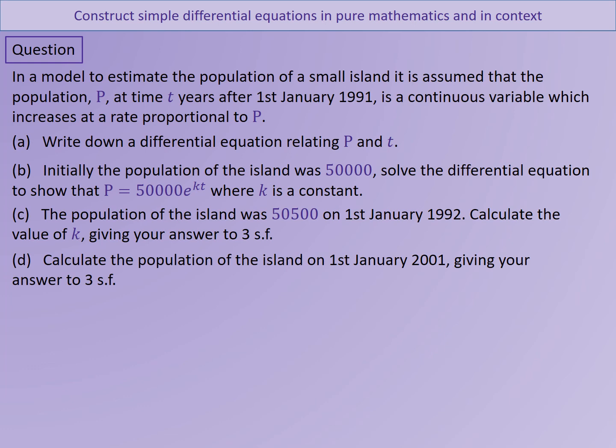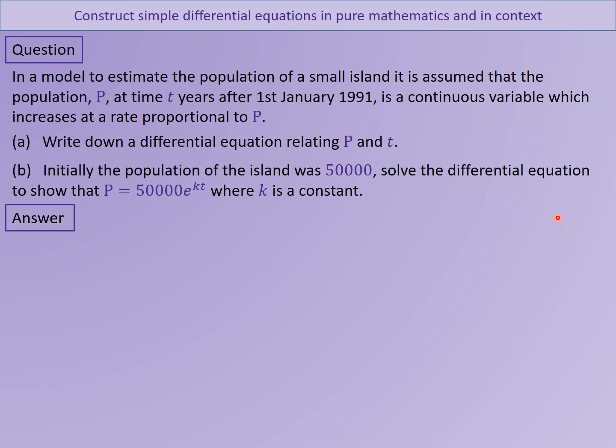Okay, so I'm going to start with the first one. I want to take some of these words that come up here in the model to estimate the population of a small island, write down a differential equation relating P and T. So let's start there. I'll just drop the bottom two off. I'll come back to those in a minute.